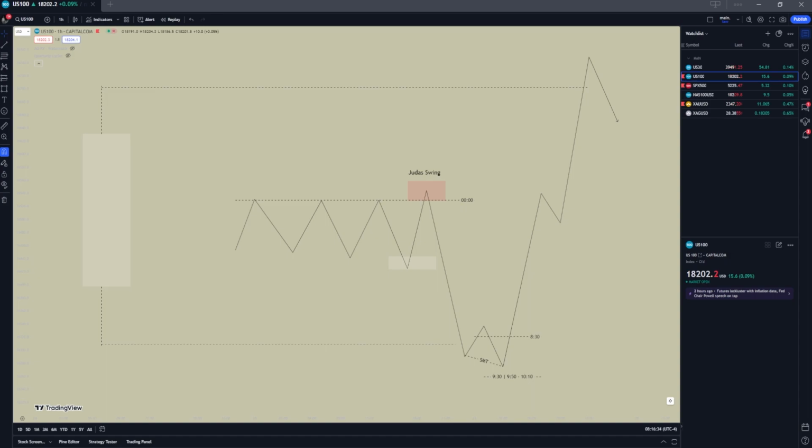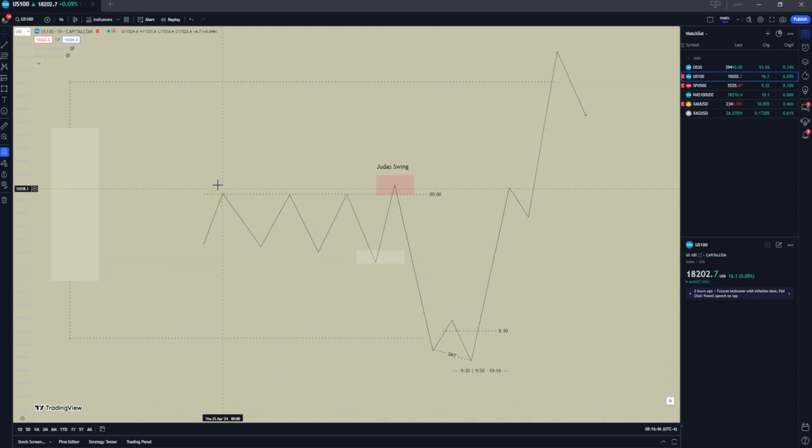Now this is the dissection of power of 3. We have two draws on liquidity that are clear to us. A daily candle high there, or just a high there, and we have a low there. And when price accumulates, creates a Judas swing in London, goes above midnight open, and then trades towards one of these draws on liquidity.